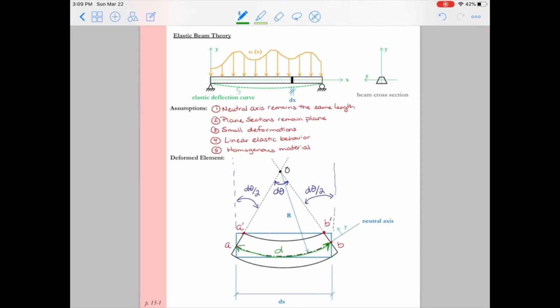Next, we're going to look at the arc length. I've drawn the arc length in green there. That's going to be ds. ds will be the arc length for this little segment.